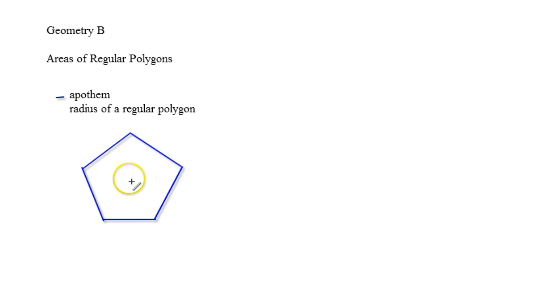So in other words, if I take it from the center of the object and go to the side and make a perpendicular line, I'm actually making my apothem. Now the formula for the actual area of a regular polygon is going to be this. So the area, and the polygon has to be regular, is 1/2 times apothem times the perimeter of the object.